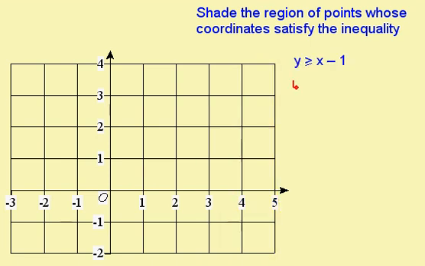I need to draw the line y equals x minus 1. This will have gradient 1 and will cut the y-axis at -1. I need to shade the region of points whose coordinates satisfy this inequality, y is greater than or equal to x minus 1. I think this is going to be the region above the line, but I have to check, so I'm going to choose a point in this region. I'm going to choose the point 0, 0.